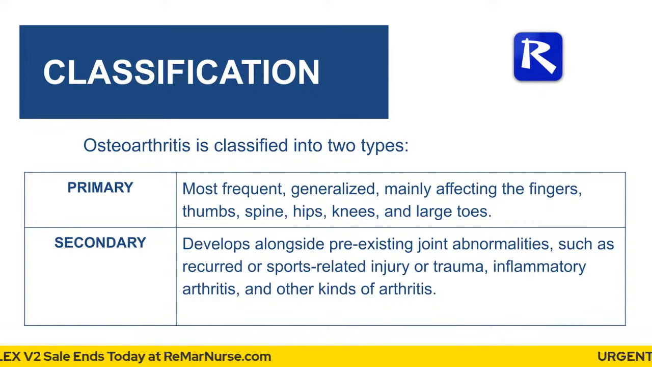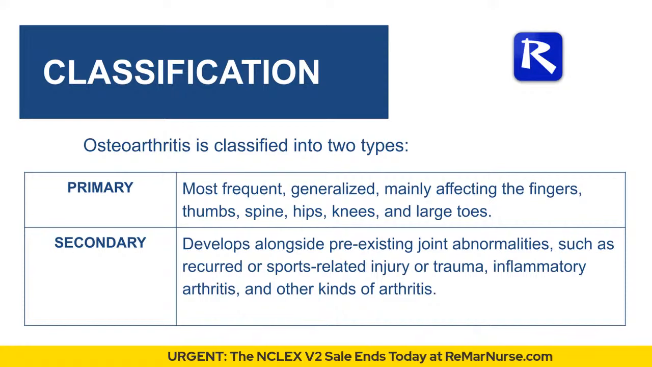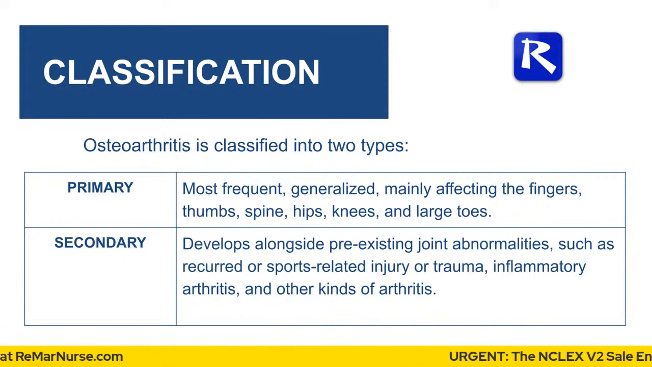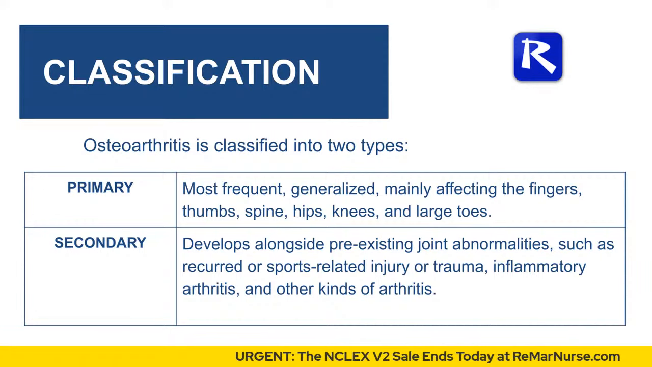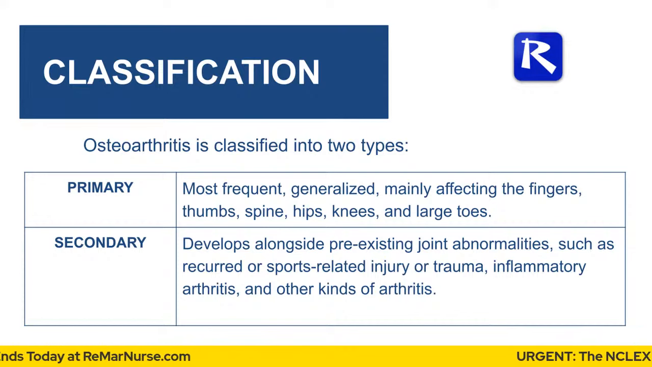So you're having inflammation of actually the bones and joints. And so most frequently, where does osteoarthritis affect? The fingers, the thumbs, the back, the hips, the knees, and the big toe, okay? And so this is a primary condition because it is directly related to the patient's deteriorating cartilage, okay?